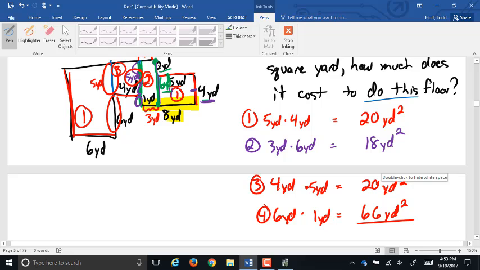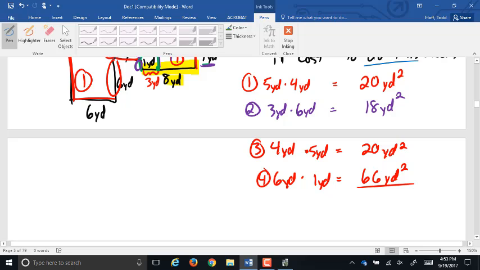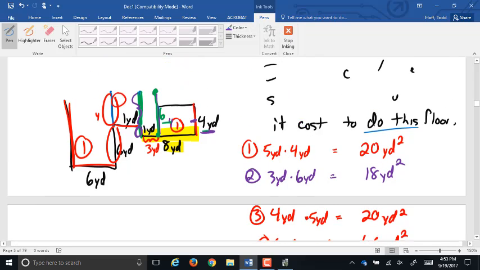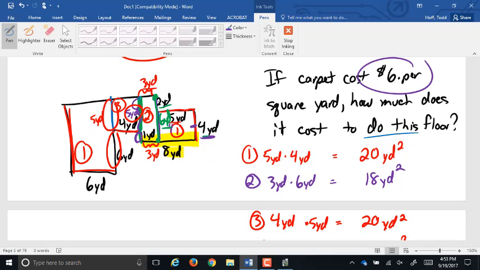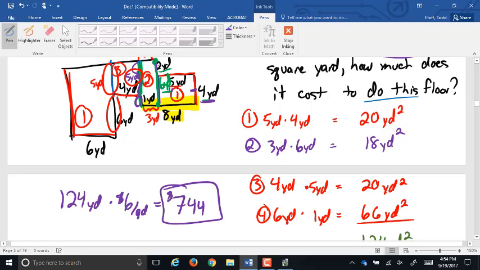To find the total area, we just add up those pieces. So that is what? 20, 20, 18, 66. Is that 124 yards squared? Now we have to answer the question yet. I know it feels like we've done enough, but it's $6 per yard. So the cost is going to be 124 yards times the $6 per yard, which is going to give us what, 744? Is that correct?